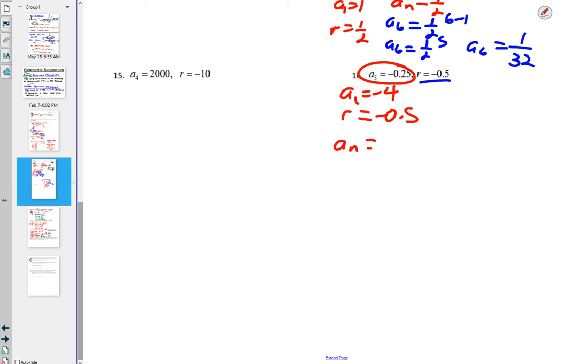A sub n is equal to the first number, which is negative 4, times negative 0.5 to the power of n minus 1. I confused you already? What are you confused about? Don't tell me what you're confused about. I can't help you.